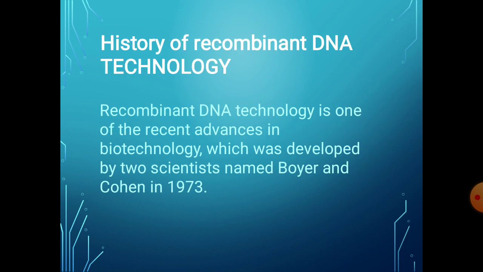The history of recombinant DNA technology is very recent and advanced in biotechnology. It was developed by two scientists named Boyer and Cohen in 1973, and later in 1980 they were both awarded for this discovery.